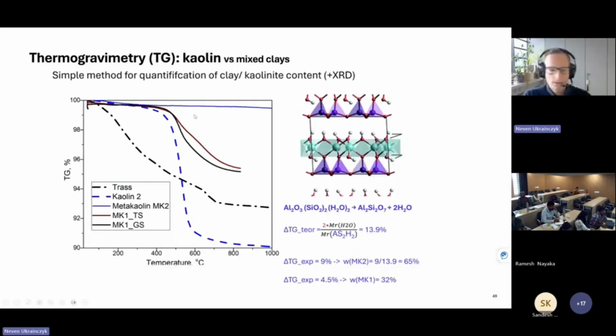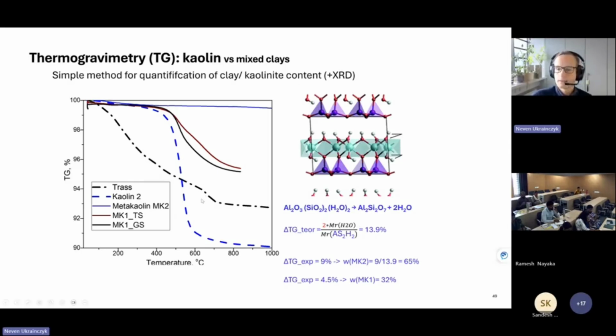You can also do TGA analysis. When you have clays, always do XRD and TGA. And with TGA, if it's a pure clay, pure metakaolin, actually you can quantify the amount of kaolinite, because from the stoichiometry you know that you have here two molecules of crystal water. Then you know the theoretical mass loss, and if your experimental mass loss is less, the ratio between these mass losses gives you the mass percentage of metakaolin in your sample.